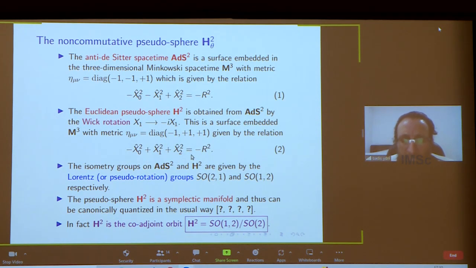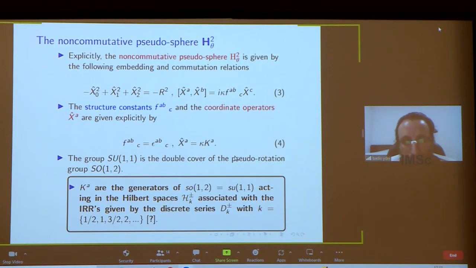And the quantization of this space simply reproduces the usual irreducible representation of SO(1,2). Clearly, this surface has an SO(1,2) isometry group. So this is relevant for Euclidean. The pseudosphere, or Euclidean AdS2, is really given by this embedding condition, but also by these commutation relations.